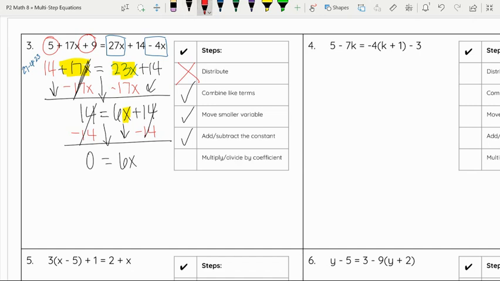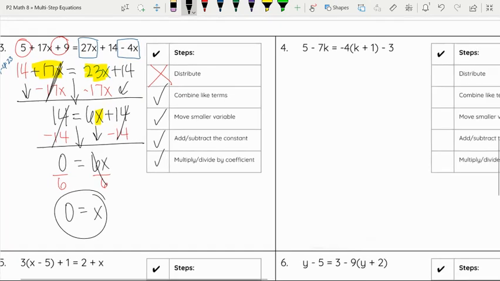Next, I need to go ahead and divide by the coefficient, which is 6. When I divide by 6 on both sides, I get 0 divided by 6, which is 0. On this side, they cancel out, so we get x equals 0.